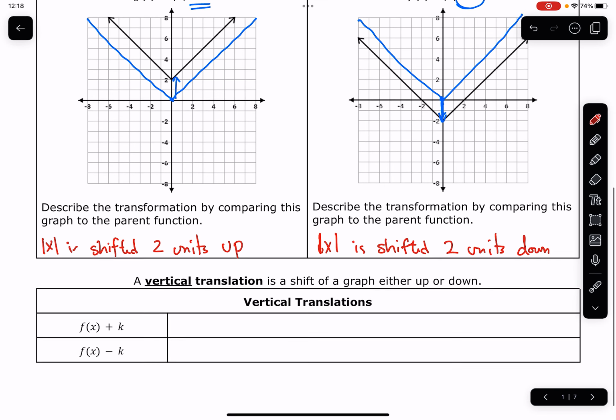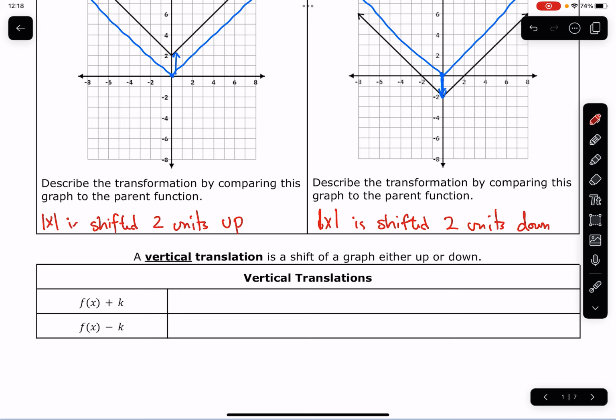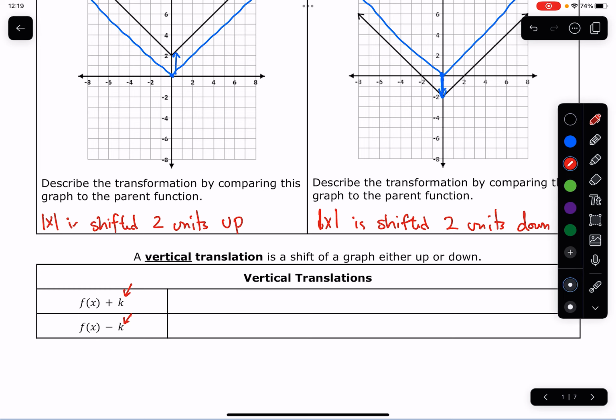So in general, if we're adding some value, we'll call it k, to our function, whether it's this function or anything else, it's going to result in a vertical shift. If we're adding 2, it shifts up 2. If we're subtracting 2, it shifts down 2. So for vertical translation, f of x plus k means that our function f of x is shifted k units up because we're adding it. And when we subtract it, it is shifted k units down as a result.